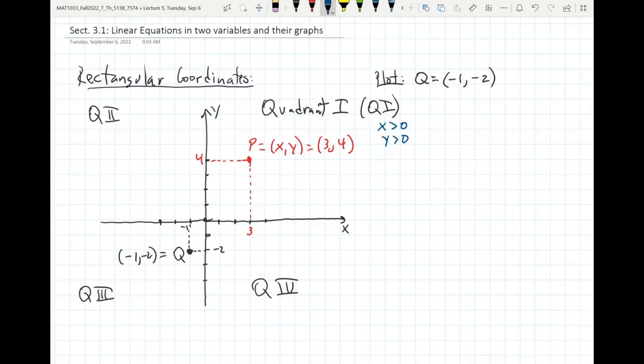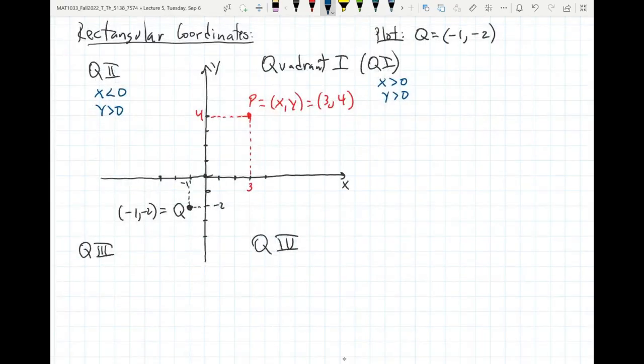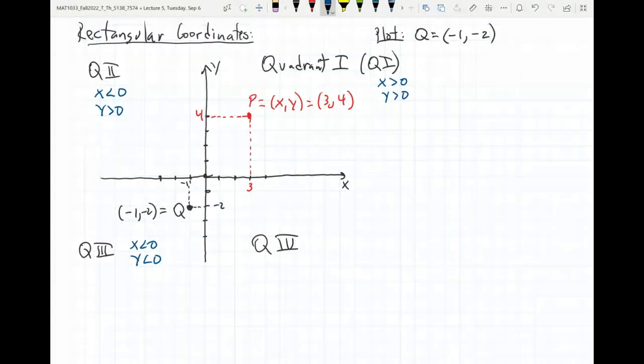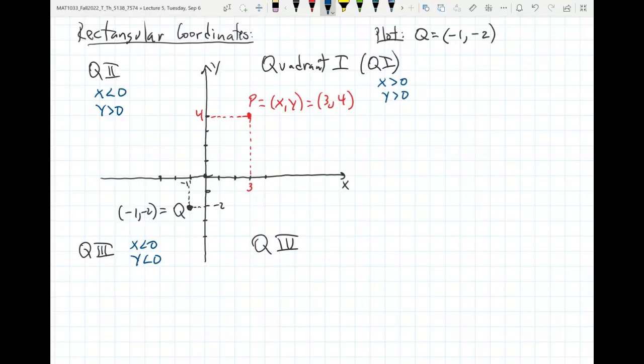Who can tell me the defining inequalities for quadrant 2? x is negative and y is positive. Okay? How about quadrant 3? They're both negative. x is negative, y is negative. And how about quadrant 4? x is negative and y is positive. Or the switch? No, the other way around, right? So x is positive and y is negative. Yes? So any questions on rectangular coordinates?